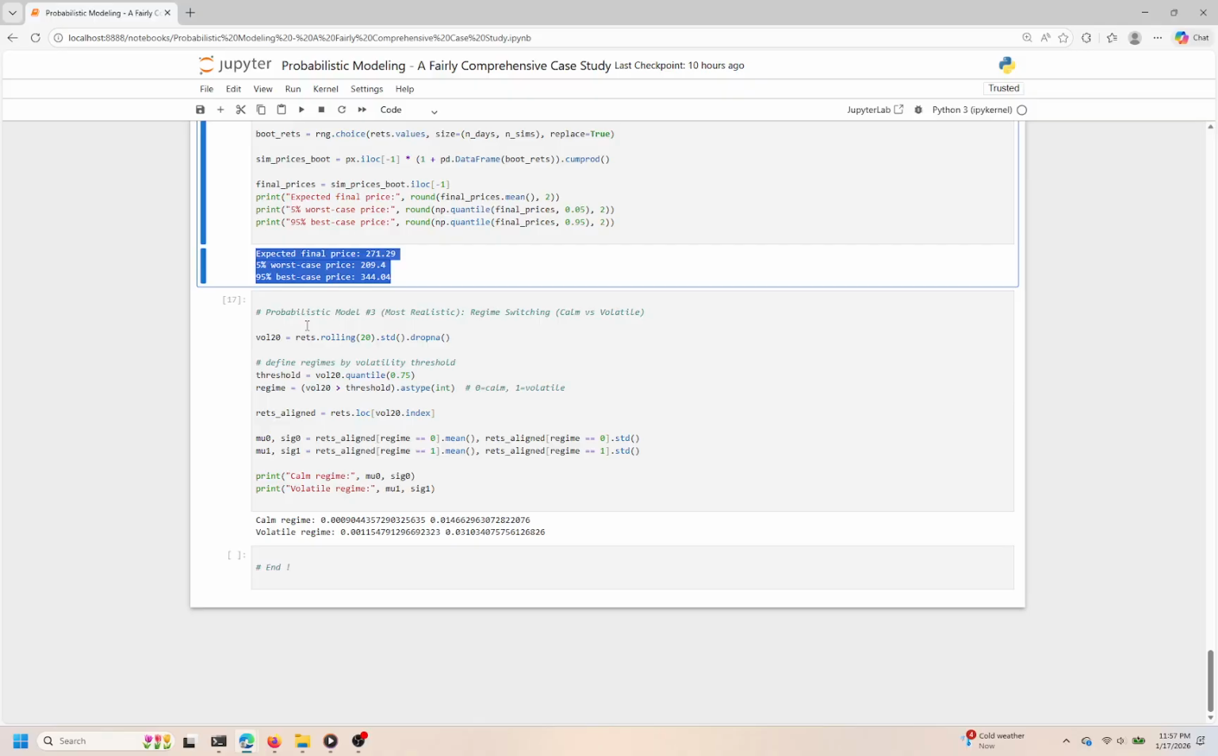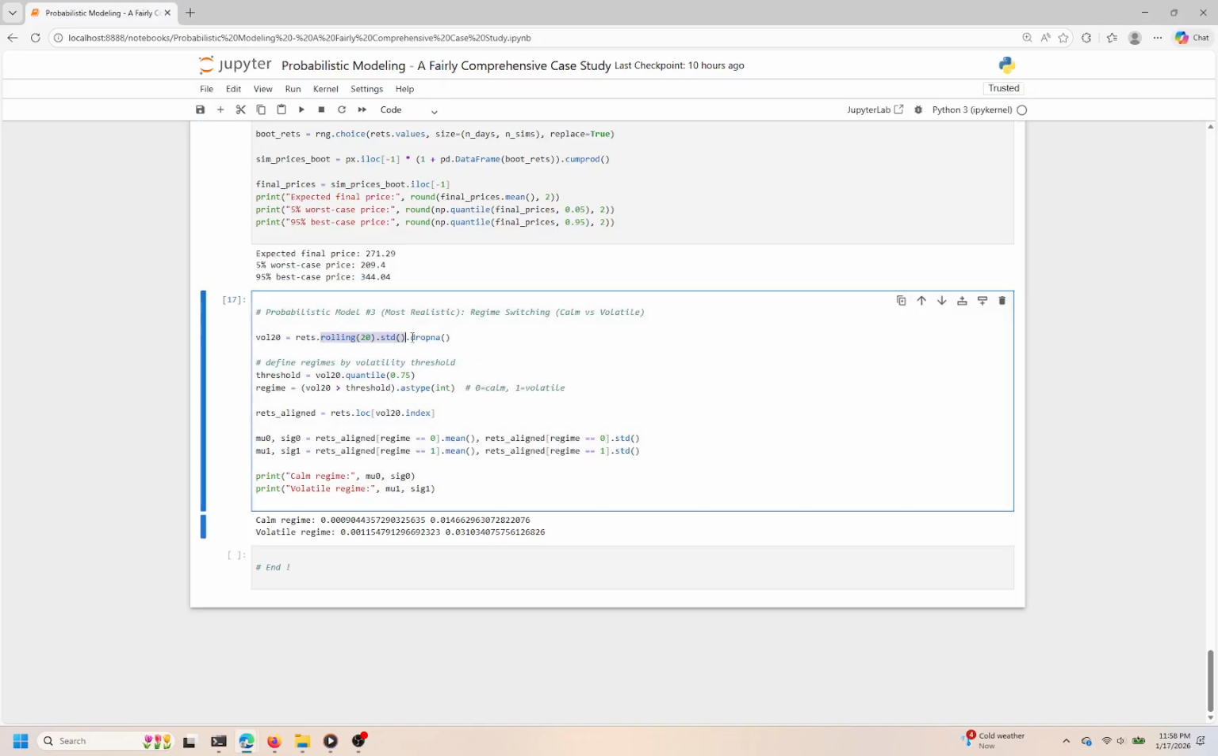Cell 13. In this cell, we're diving into a probabilistic model that distinguishes between two key market conditions: calm and volatile regimes. Understanding these regimes is crucial for making informed trading decisions and risk management, as they can significantly impact asset returns. First, we calculate the rolling standard deviation of returns over a 20-period window, which helps us gauge the volatility of the asset. This rolling standard deviation is stored in a variable called vol20, and we drop any missing values to ensure our analysis remains robust.